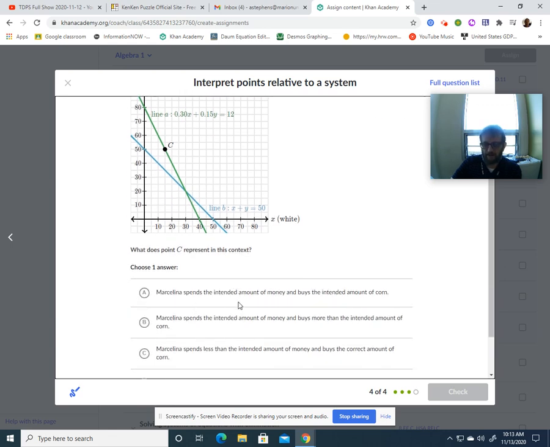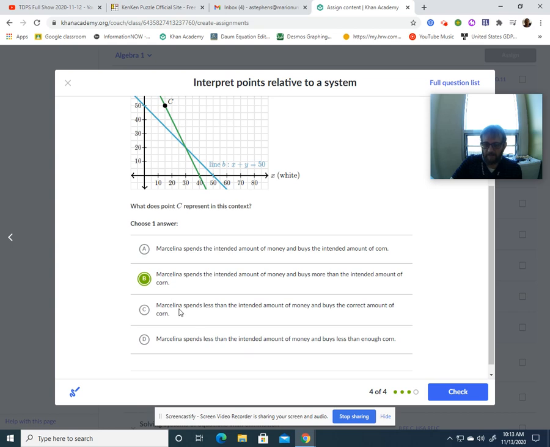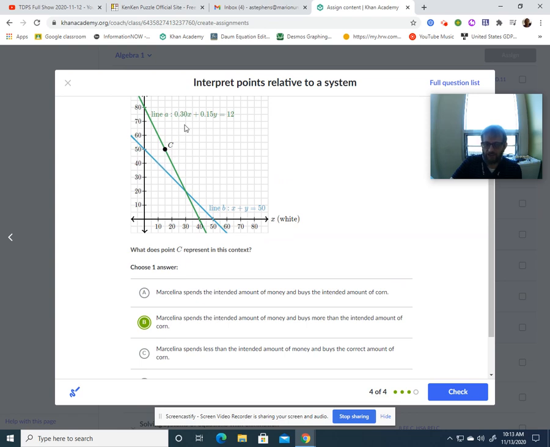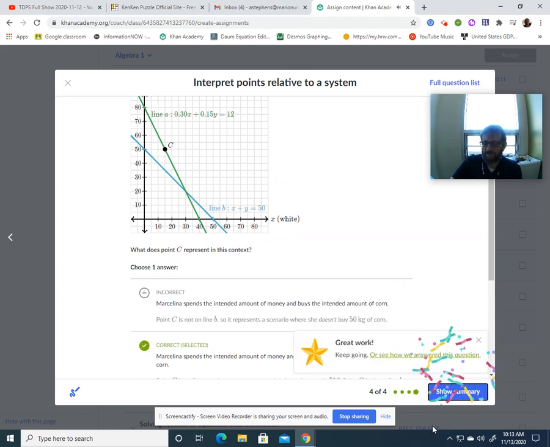Marcella spends the intended amount of money, yes, and buys the intended amount of corn? No, that would be right here. Marcella spends the intended amount of money, buys more than the intended amount of corn. Okay, she's spent the right amount of money and she has higher. So that's the one. She bought more than the intended amount. Marcella spends less than the intended amount of money? No, she spent right on. That one's not it. Marcella spends less than the intended amount of money? No, she spent the correct amount of money. She just got more corn than she needed.